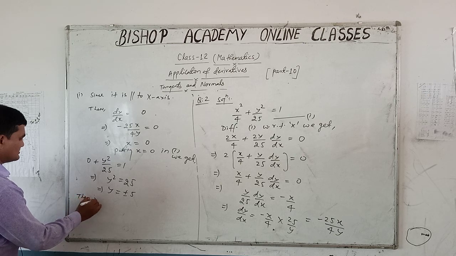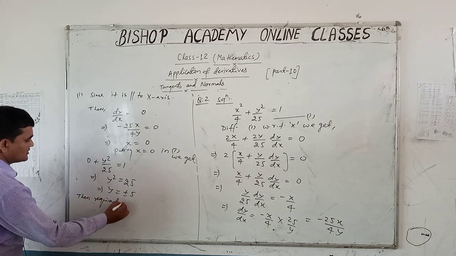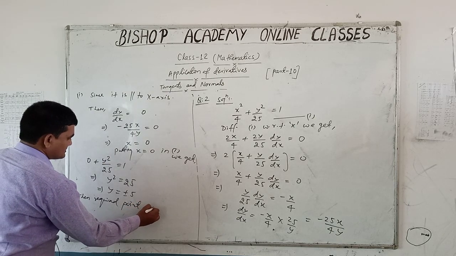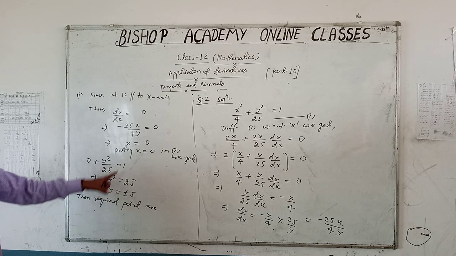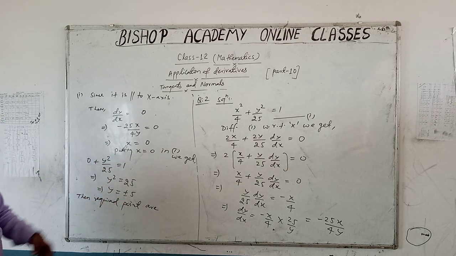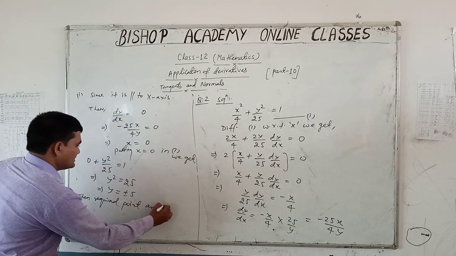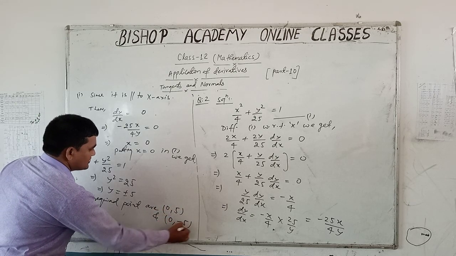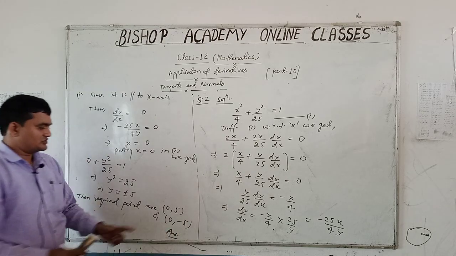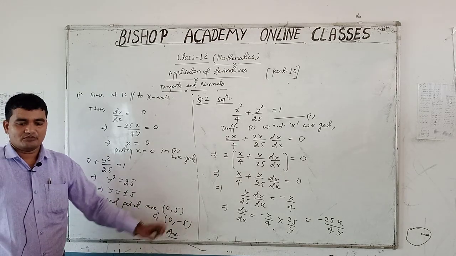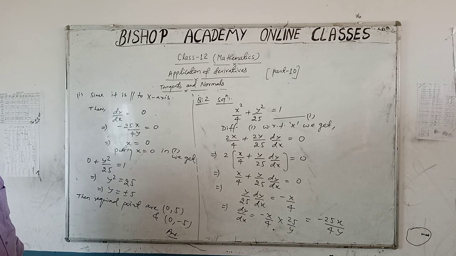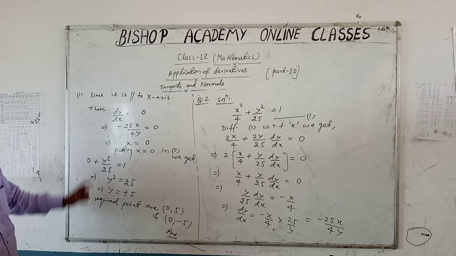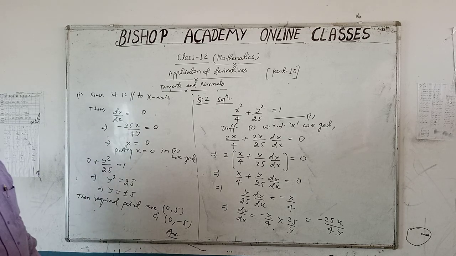Then the required points: here you can see that putting x equal to 0 gives true values of y, so the required points are (0, 5) and (0, -5). Now in the second part, when it is parallel to the y-axis, then dx upon dy equal to 0.